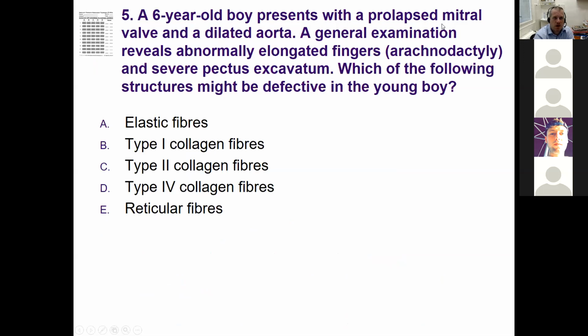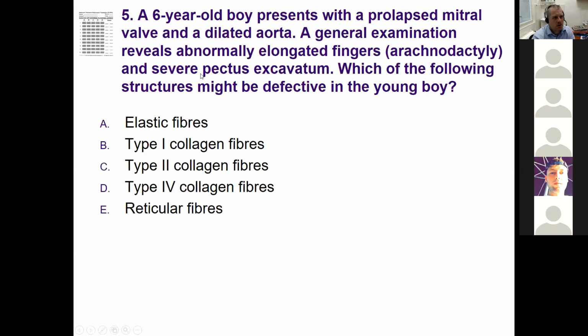Another problem is a prolapsed mitral valve and dilated aorta in a boy. Other problems such as arachnodactyly and pectus excavatum, which is a condition where you have a deep impression and deformation of the chest. Now I want to ask you if there is any group who did this question. This is Marfan syndrome or EDS syndrome. Great. And now I have a different voting system.